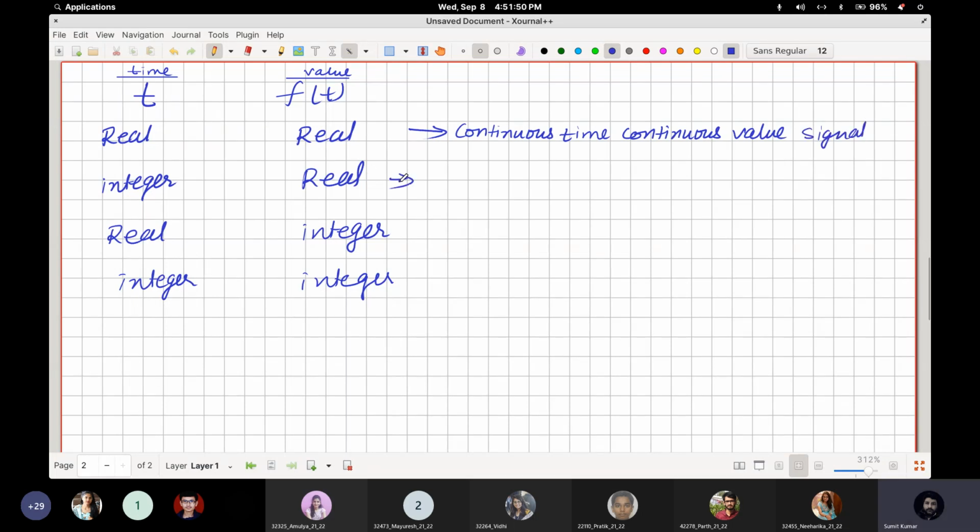Okay, and similarly, since now you have integer time, it is a kind of discrete, right? You have zero, then after that 1, you don't have anything in between, and at 1 you have another value, right? So this is called discrete time, but continuous in value.